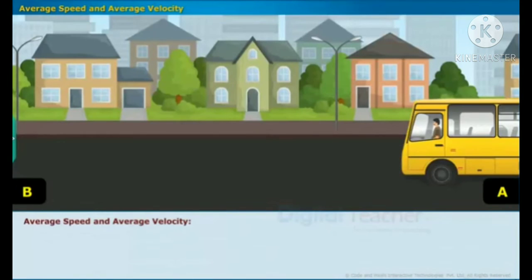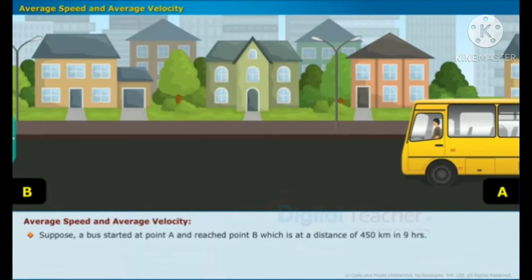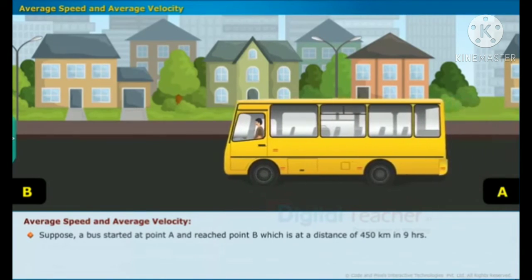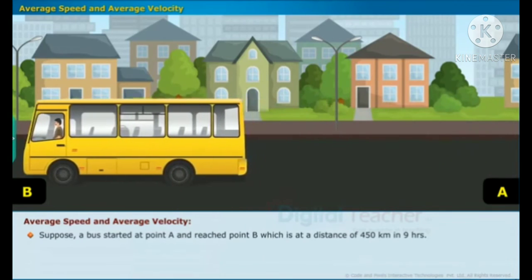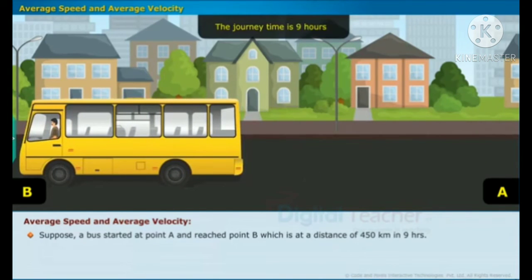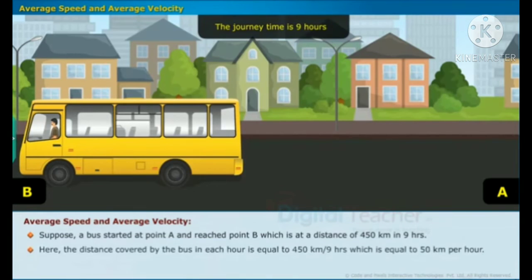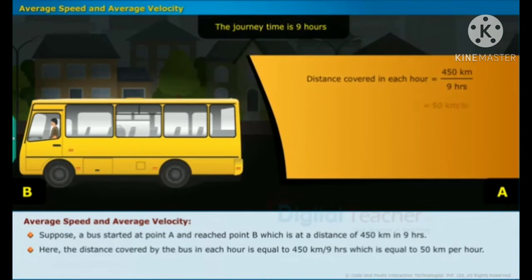Let us consider a real-time example to understand the average speed and average velocity. Suppose a bus started at point A and reached point B, which is at a distance of 450 kilometers, in 9 hours. Here, the distance covered by the bus in each hour is equal to 450 kilometers per 9 hours, which is equal to 50 kilometers per hour.